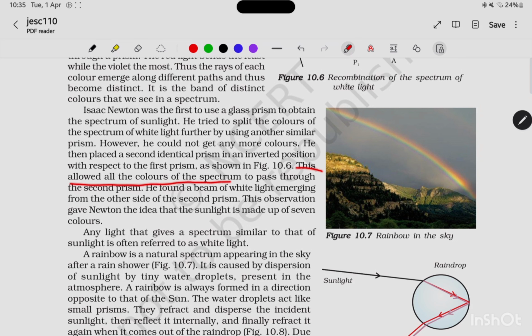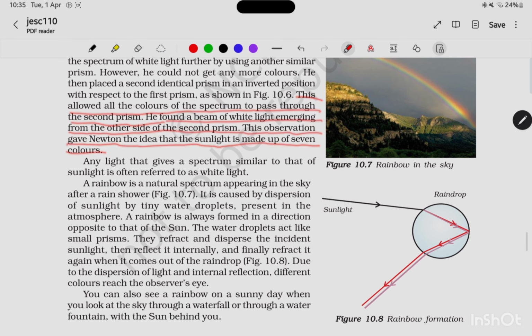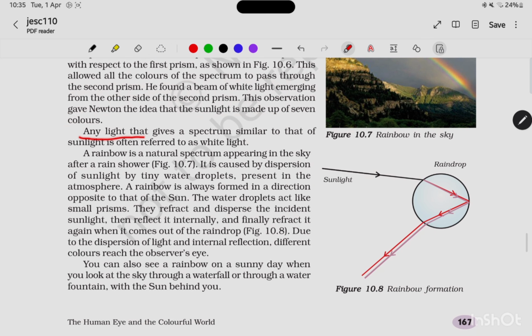This allowed the colors of the spectrum to pass through the second prism. He found a beam of white light emerging from the other side of the second prism. This observation gave Newton the idea that the sunlight is made up of 7 colors. Any light that gives a spectrum similar to that of sunlight is often referred to as white light.